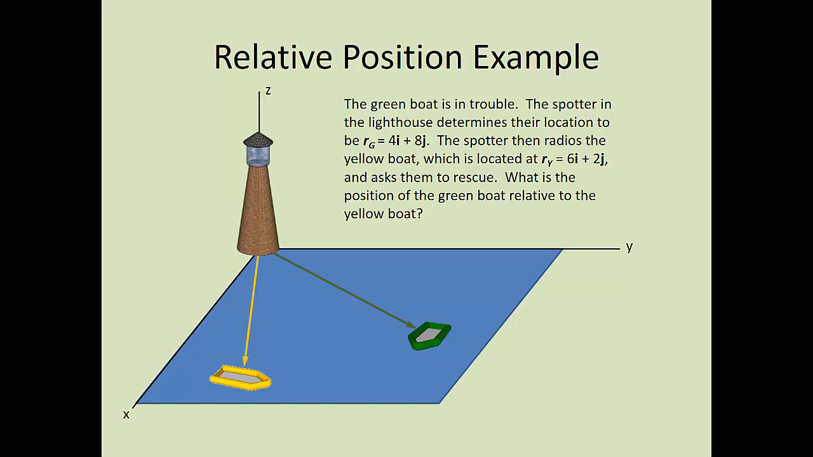We want to find out what's the position of the green boat relative to the yellow boat. How far are they going to have to travel to rescue the people in the green boat? Well, if we use the same type of equation, where we said BA, BA, the position of the green boat relative to the yellow boat is equal to the position of the green boat minus the position of the yellow boat.